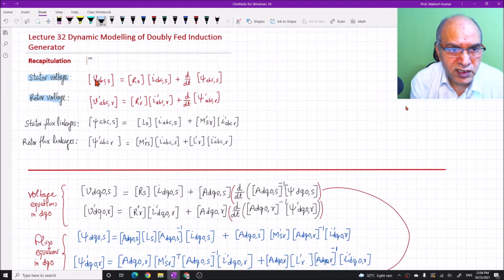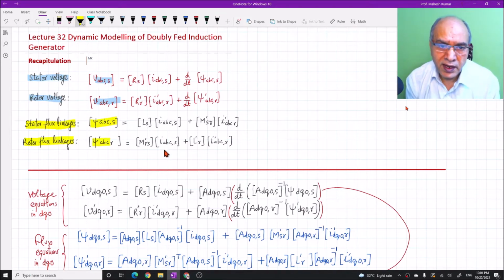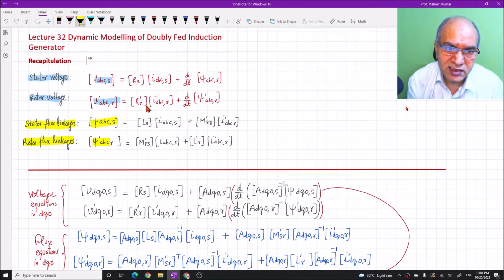this is the stator voltage, this is the rotor voltage, and then we have the stator flux linkages and rotor flux linkages. And we have seen that these Rs, Rr dash, Ls, Lr dash, the self-inductances and the resistance matrices, are basically constant. But the other parameters are not constant. They are varying with time.